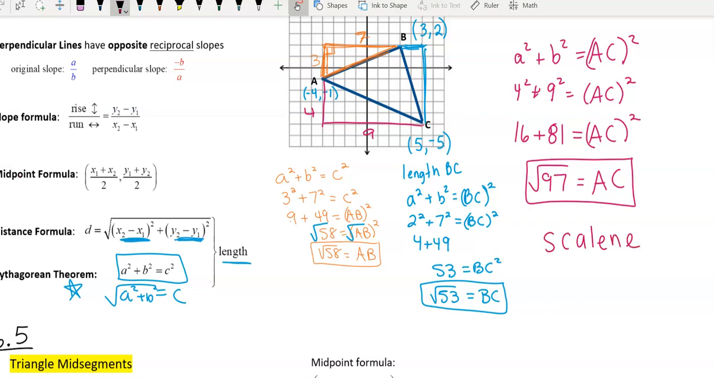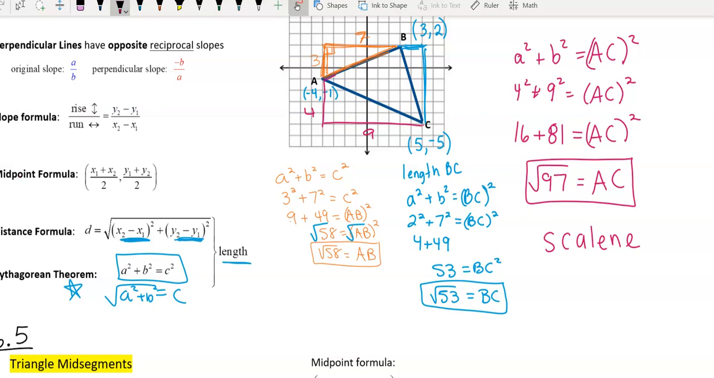Then we want to look at the angles. Every triangle has to have 2 acute angles. So the question is, what's the third angle? So we can see A and C are both acute angles. The question is about B, and we started talking about that earlier.